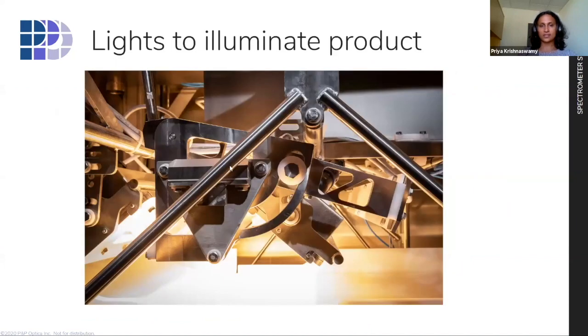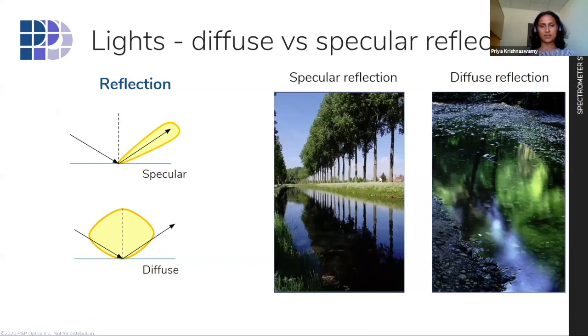So these are the lights to help illuminate the product. And there are two types of reflections that we come across in our day-to-day life. One is specular, similar to that of a mirror, where it reflects back properly and it is crystal clear as an image.